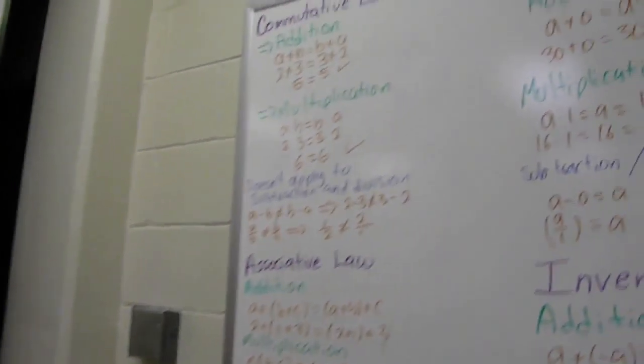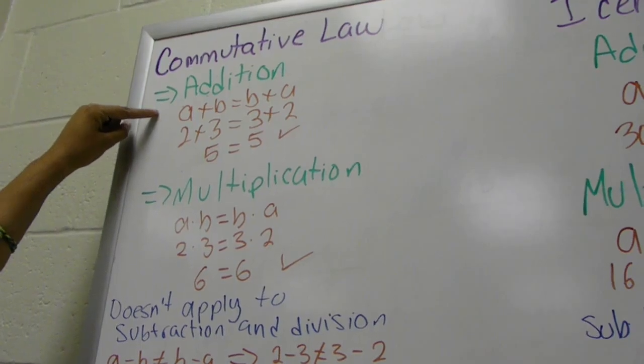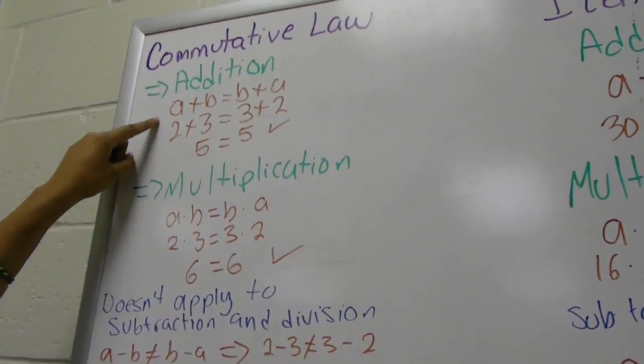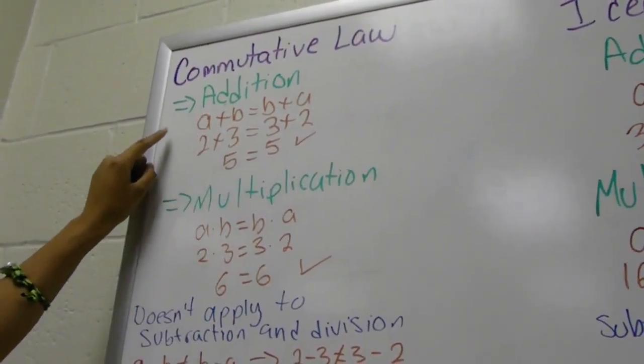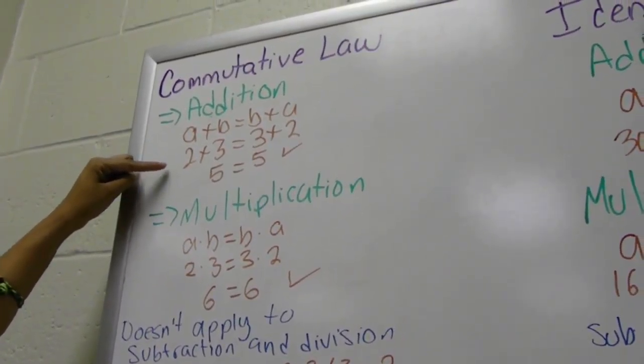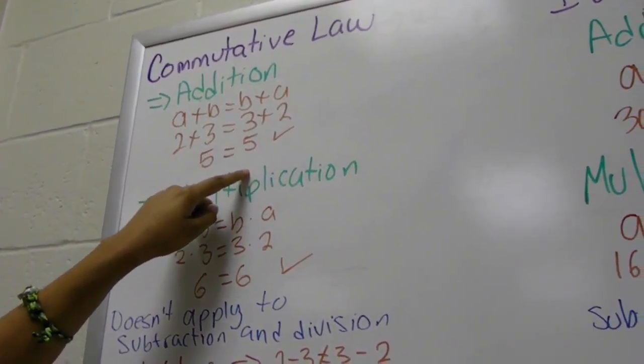So the first law of operation is called the commutative law, and it's applied to addition. Basically what it says is we have two elements, A and B. If we reverse the order, it's going to be the same answer. And here we have an example: 2 plus 3 is equal to 5, and 3 plus 2 is also equal to 5.